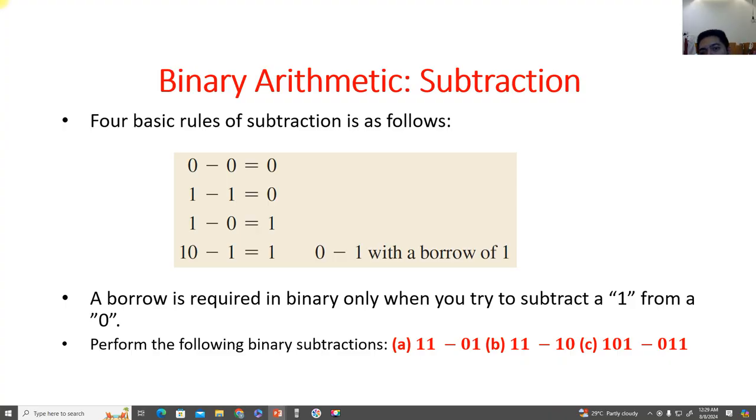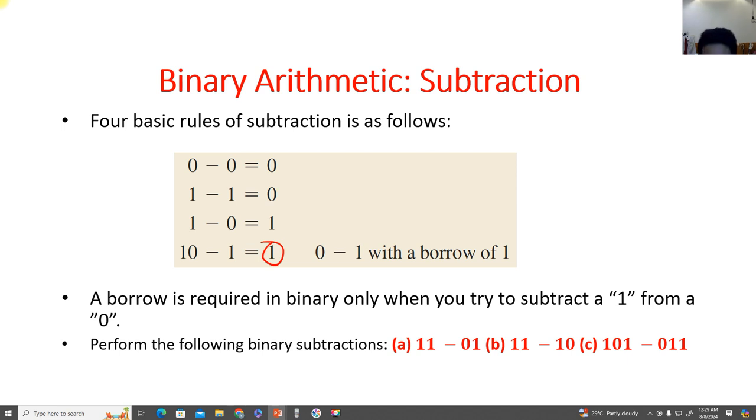So the 4 basic rules, again, in subtraction: 0 minus 0 is 0, 1 minus 1 is 0, 1 minus 0 is 1, and 0 minus 1 is 1 with a borrow of 1. Okay? 0 minus 1 with a borrow of 1.